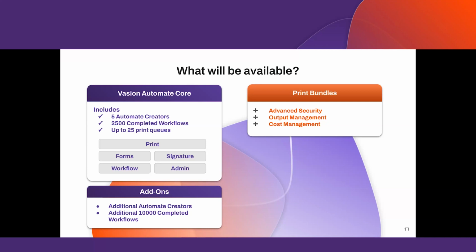You also have 2,500 completed workflows. We define a completed workflow as when you start a workflow process to when it carries through all the way to the end. That's how we count a completed workflow. It's not unique templates built or something like that. It's the number of runs that occur for the cumulative number of workflows that you have. And then it also includes up to 25 print queues. That's the core licensing everybody gets no matter what.